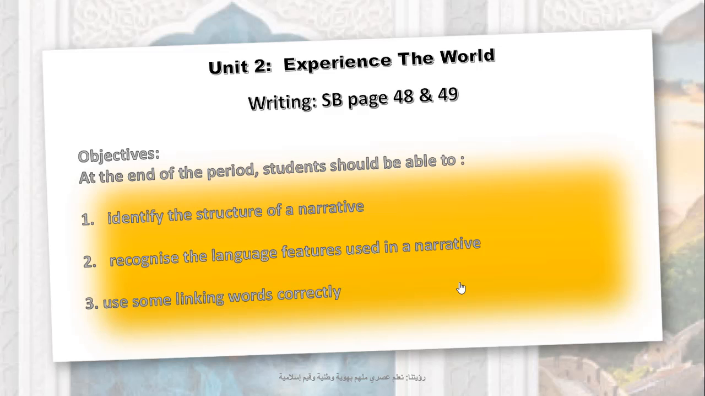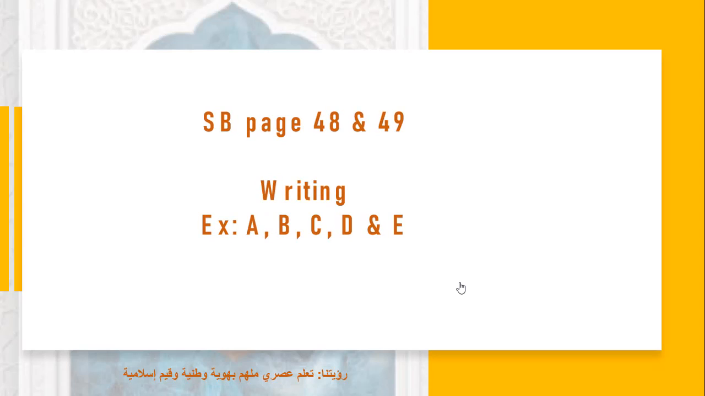Our objectives today: at the end of the period, students should be able to identify the structure of a narrative, recognize the language features used in a narrative, and use some linking words correctly. Students book page 48 and 49, writing exercise A, B, C, D, and E.